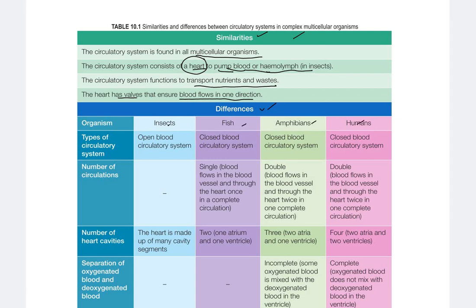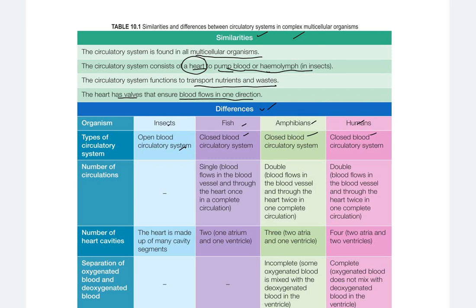So, types of circulatory system: for insects, open blood circulatory system. But for fish, amphibians, and humans, all are closed blood circulatory system. So maybe the question will ask you to compare the circulatory system between insects and fish, or fish and humans. Normally I don't think the question will ask you to compare all, but we don't know, anything can happen, right? So just remember these differences.